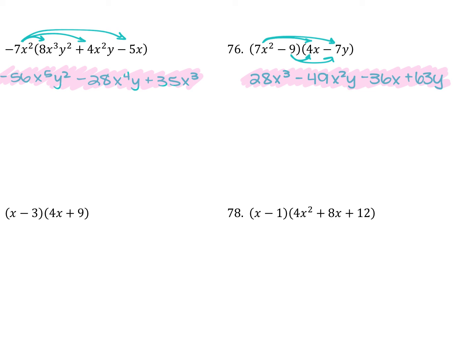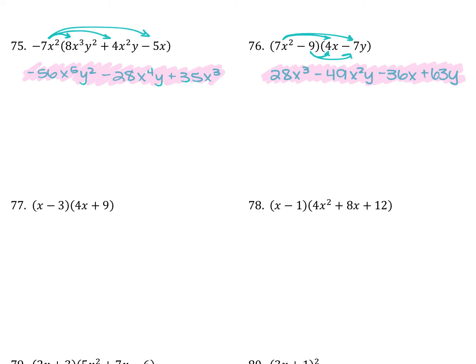For number 77, you have x minus 3 times 4x plus 9. We're going to FOIL this one again. So x times 4x is 4x squared. Then x times 9 is 9x. Negative 3 times 4x is negative 12x. And negative 3 times 9 is negative 27. For this one, you do have like terms, so you do need to combine your like terms, which are the 9x and the negative 12x, which gives you a final answer of 4x squared minus 3x minus 27.